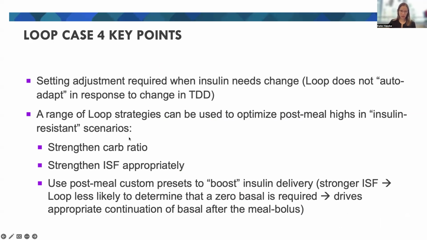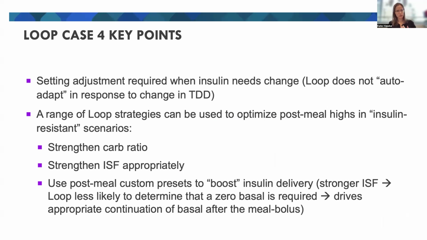So of course, we're going to strengthen carb ratio. We do need to strengthen the ISF, because ISF is Loop's window into how insulin resistant this patient is. So we need to give Loop the right information by making sure it knows we need a strong ISF. And then even above that, we can use these post-meal custom presets to boost insulin delivery. The idea being that a stronger ISF at that time is going to mean that Loop will be less likely to determine that a 0 basal is required and drive appropriate continuation of basal after the meal bolus.